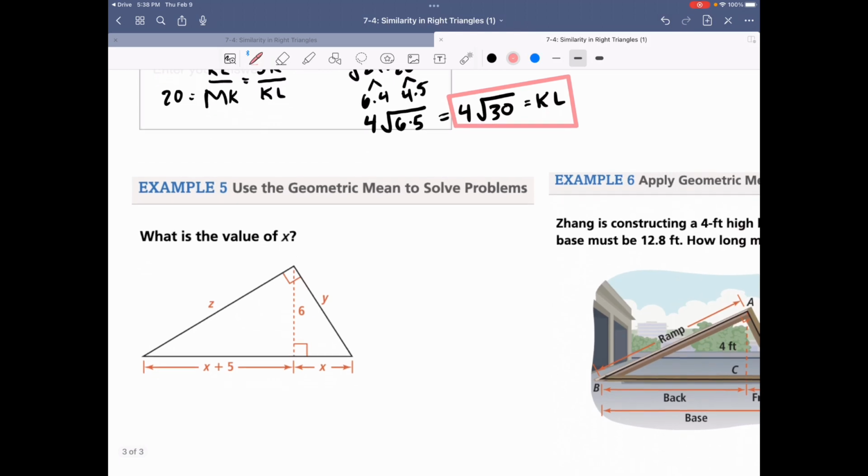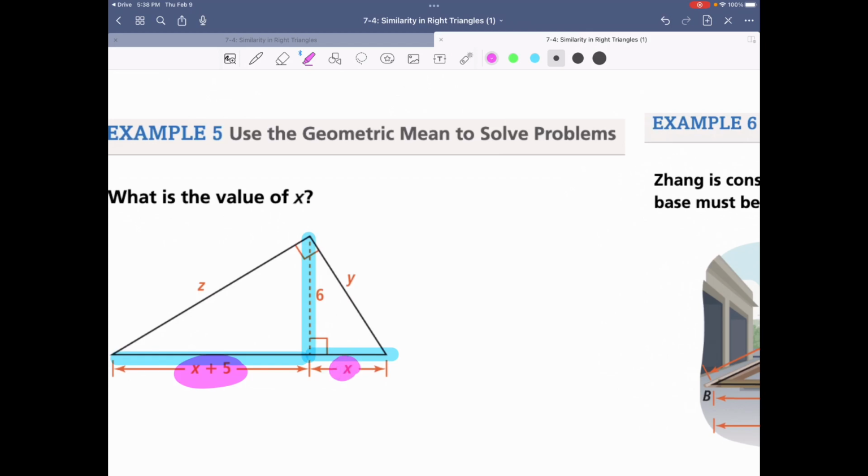In example 5, we are using the geometric mean to solve problems, and that means that they're asking us to do some algebra. We want to know, what is the value of x? Well, we have this x, and we have the altitude. If you remember, we can take this piece, x plus 5, and x, multiply those together, and it'll equal this 6 squared. Or we could just set up a proportion.